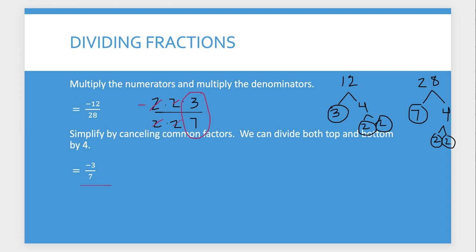So I could take -12 divided by 4 and get -3, and also take 28 divided by 4 and get 7. So whether you do the product of primes or you find a common factor and divide both the top and bottom by that factor, either way we should get it down into -3/7.